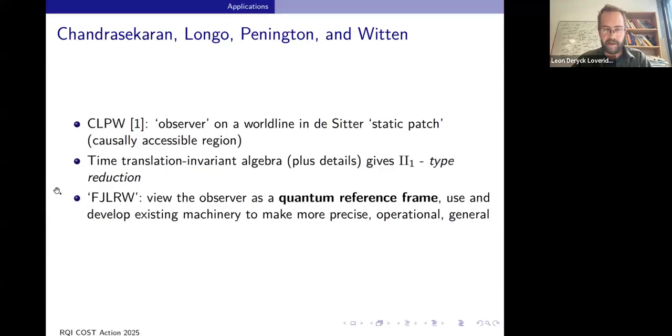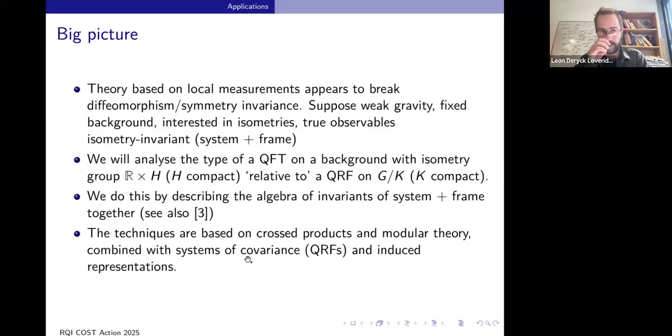So there was some recent work that I'm going to talk about by Chris Fewster, Kasia, myself, James Waldron, and Dan Jansen, also in York, where we say, well, the quantum reference frame, or the observer of CLPW, Chandrasekaran, Longo, Pennington, Witten, is nothing but a quantum reference frame. So somehow there was a theory ready and waiting for understanding their result and for generalizing it fairly significantly, I think. So what's the big picture?